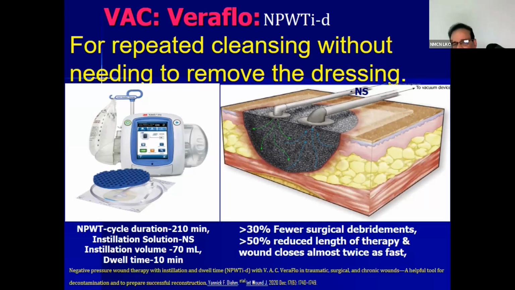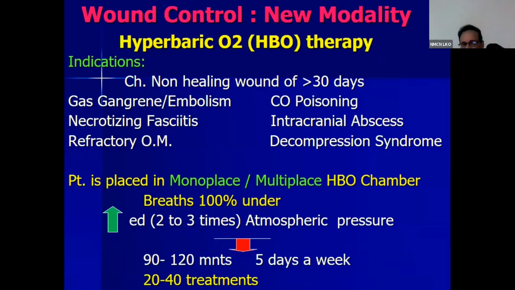The negative pressure wound therapy is given. Then 10 minutes of dwell time is there when the normal saline remains over the wound surface. So this is very effective, and it has been found that 30% fewer surgical debridements were needed in Veraflow in comparison to the usual negative pressure wound therapy. And the length of therapy also was reduced by 50%. And the wound also closes twice as fast. So this is the new technique, which is really good.